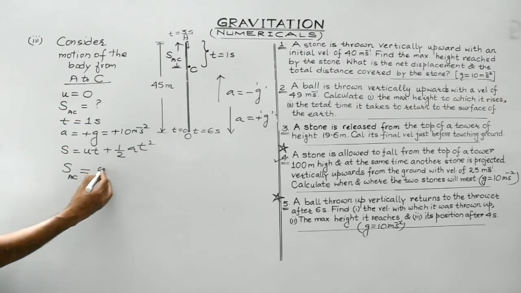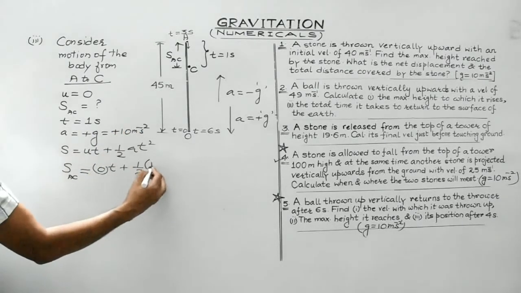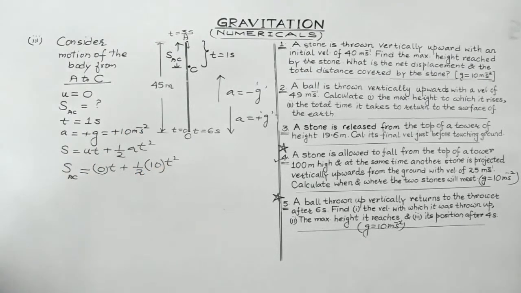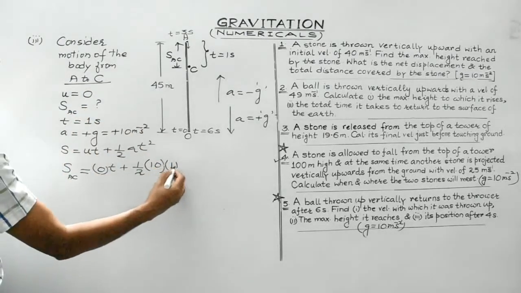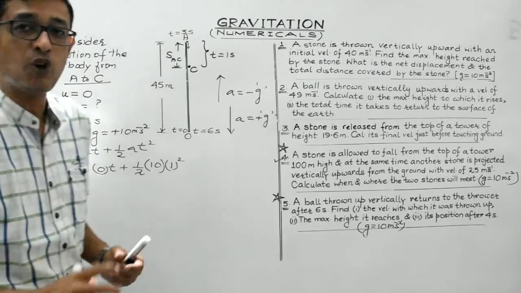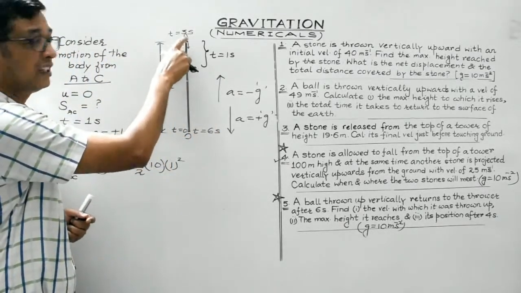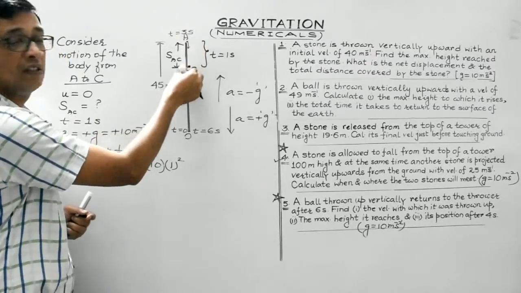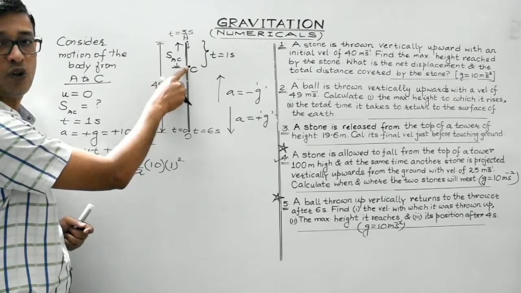U is 0, plus half, a is to be replaced by 10, and t is given to be 1 second. We are supposed to find out the position of the ball after 4 seconds. So after 3 seconds the ball's position will be over here, and in the next 1 second it will travel in the downward direction. Suppose after 1 second, this is the position of the ball.